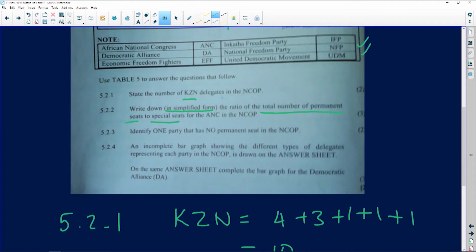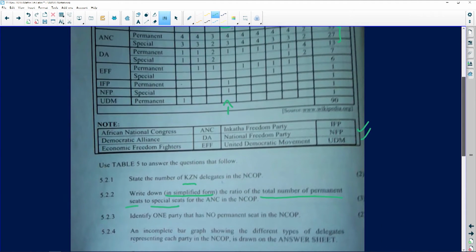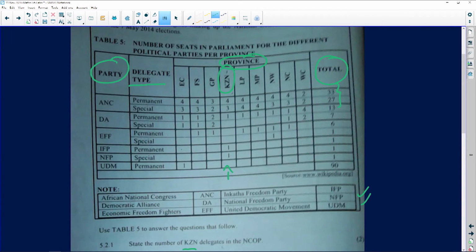5.2.3, identify one party that has no permanent seat. So let's go see which party doesn't have any permanent seat. Permanent seats would be the seats at the top, because we can see it's permanent, special, and so on. Is there a party that has no permanent seat in terms of this? Let's look at this. ANC has both permanent and special. DA has permanent and special. EFF has permanent and special. IFP has permanent and special.